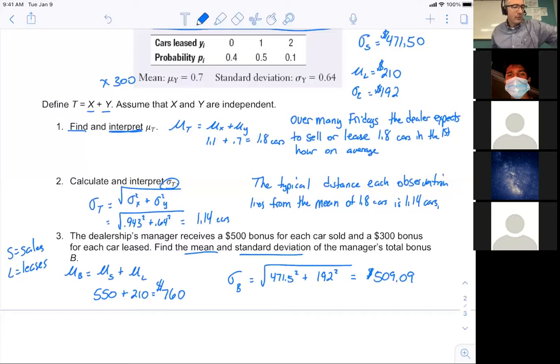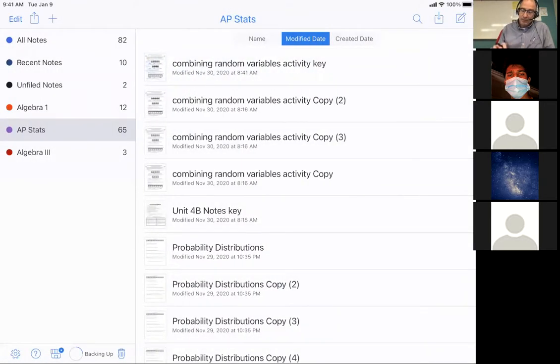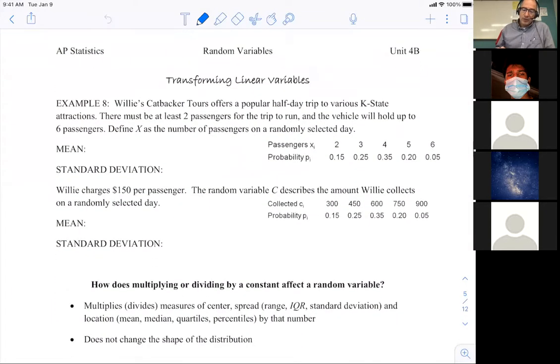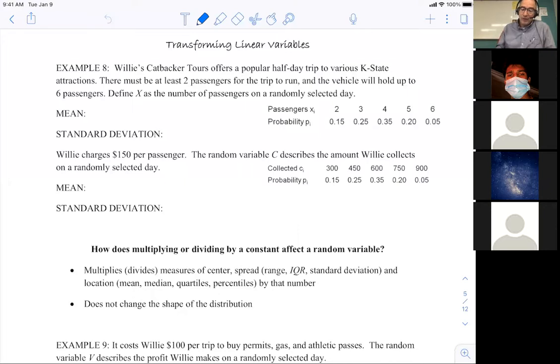There isn't a whole lot with our notes here since we went through the logic behind that. Notes here is going to be much faster, especially if I just start writing things down versus typing them in my calculator. So we're going to go back to our Unit 4B notes key. We are moving over to transforming linear variables. Willie's Catback Car Tours offers a popular half-a-day trip to various K-State attractions. There must be at least 2 passengers for the trip to run. The vehicle will hold up to 6.